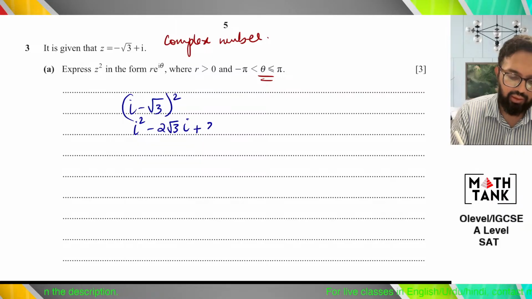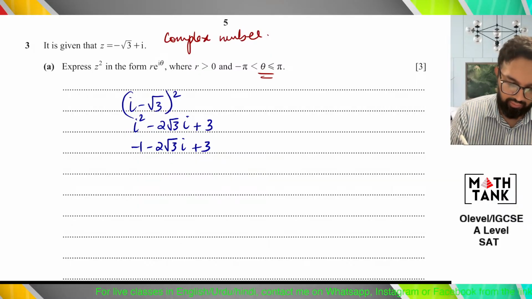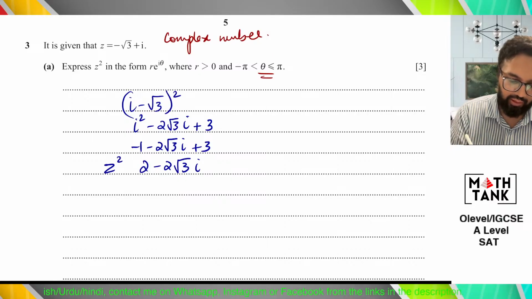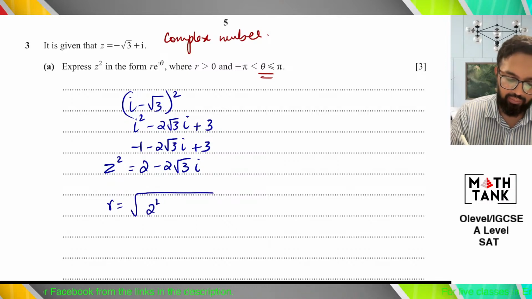कि मैं पहले जो है वो 2 minus 2 root 3. So yes, so that's z square. अब इसका r e to the power i theta, so I want the modulus निकलेगा root of 2 square plus minus 2 root 3 square.